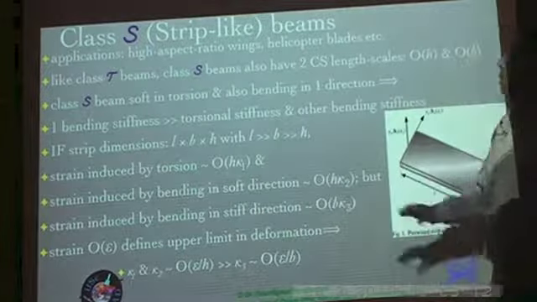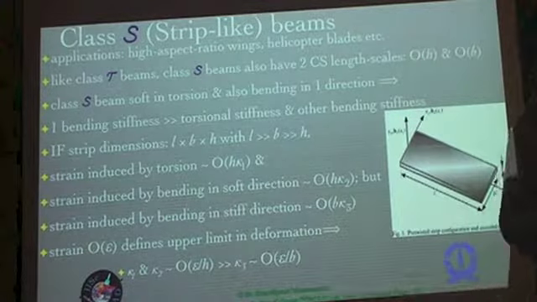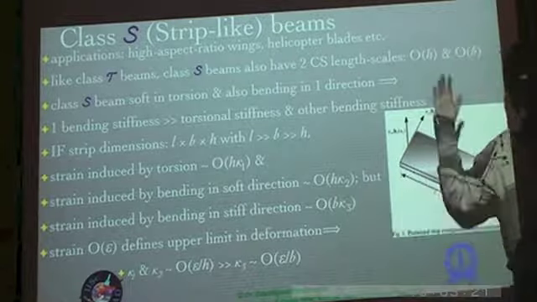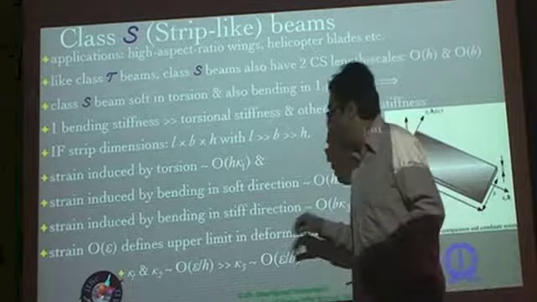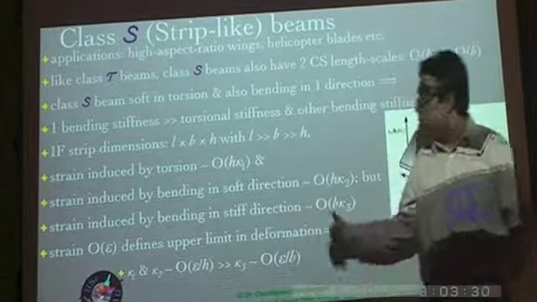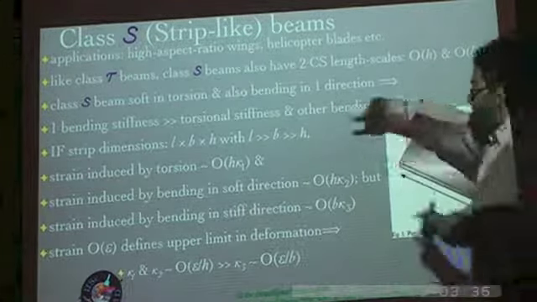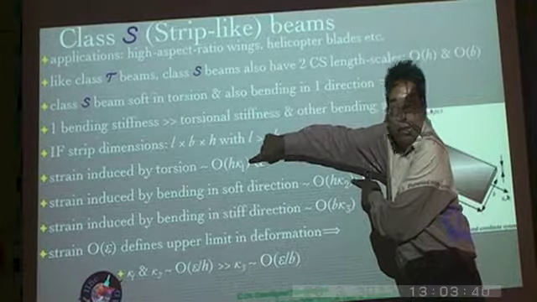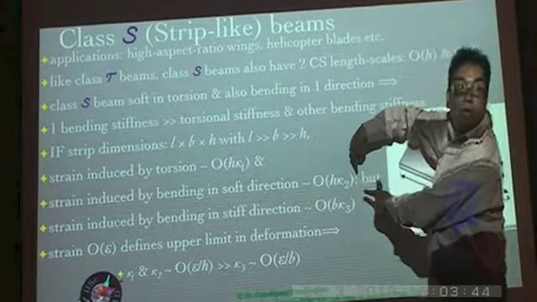Strain order of epsilon, because once again it's the same thing that you're dealing with, the material failure, and the material failure strain is order epsilon, assuming the same materials we are dealing with as far as the S class, as far as the T class is concerned. Epsilon remains the same. It defines the upper limit in terms of the deformation, and therefore your kappa 1 and kappa 2 are of the order of magnitude epsilon by h, basically coming from these two, because I'm relating these two to epsilon. Therefore, kappa 1 becomes epsilon by h, and kappa 2 also becomes epsilon by h.